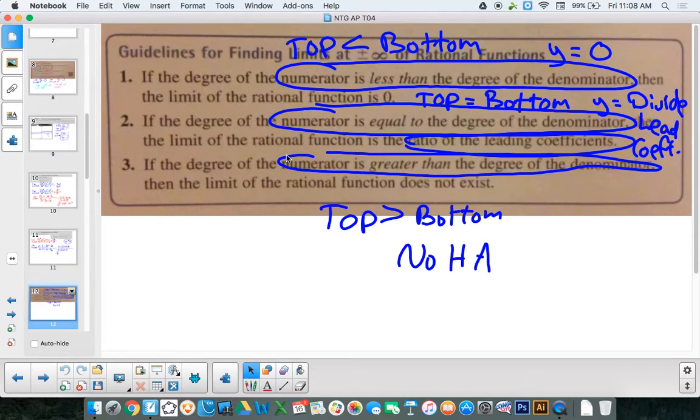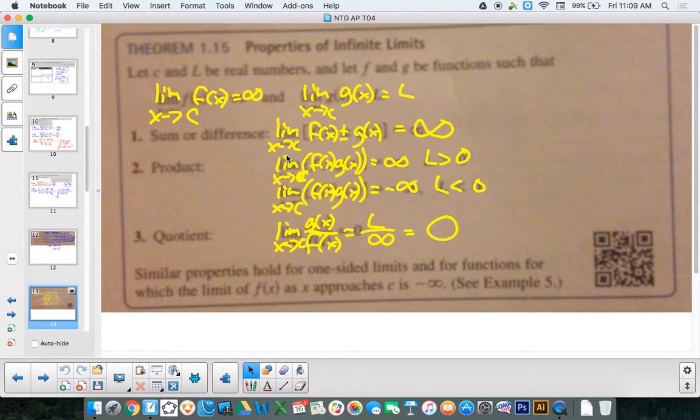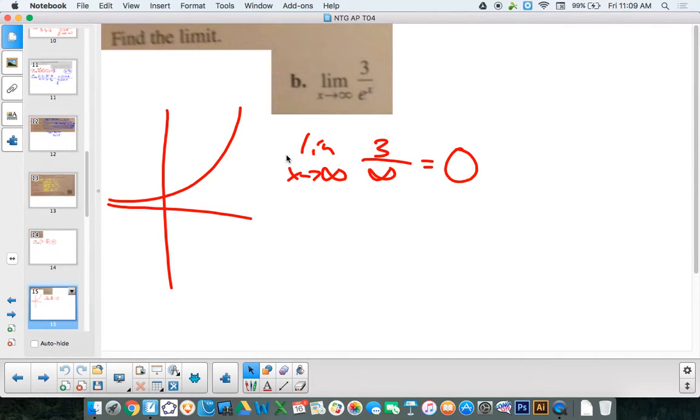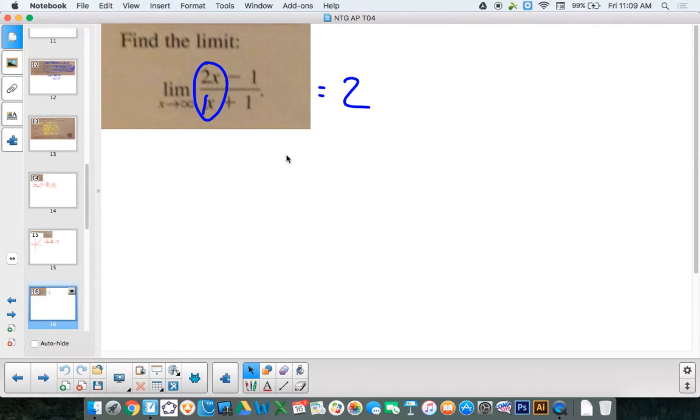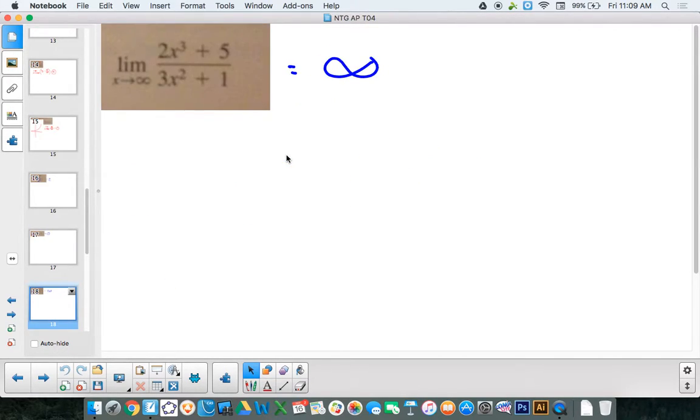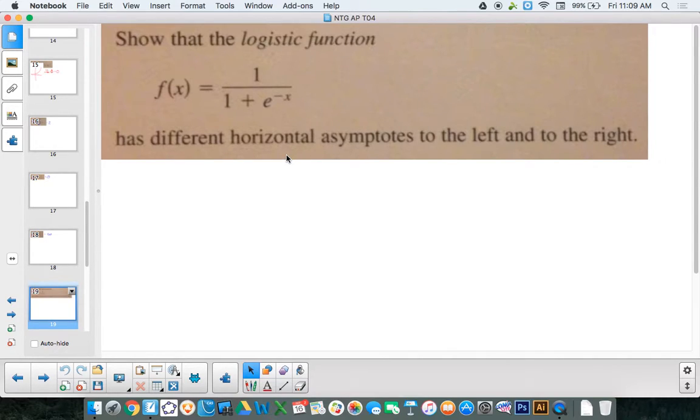We came up with these rules, or we saw that these rules, where if the degree of the top is less than the bottom, your horizontal asymptote is y equals 0. If the degrees are equal, you divide the lead coefficients, and if the degree of the top is greater than the degree of the bottom, there's no horizontal asymptote. We did some practice problems for all of this, and then we got into logistic functions, where there's an exponent involved.